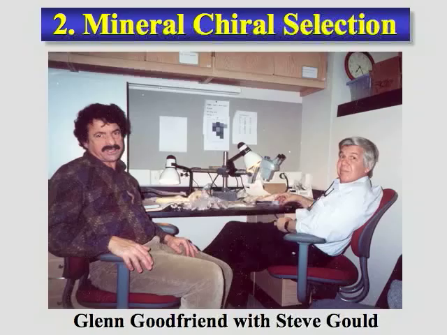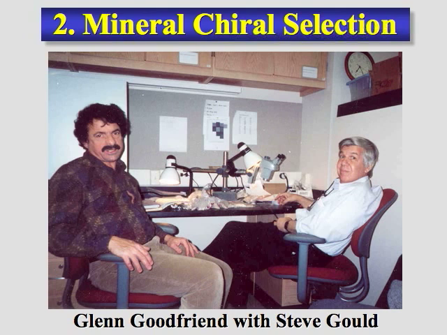Now I want to talk briefly about the experiments I've done on chiral mineral selection. And this was done with my dear friend Glenn Goodfriend. He was a lifelong collaborator with Steve Gould and many other notable people. Both Glenn and Steve died about 3 years ago. And we were in the middle of these experiments, and it was really a tragic loss for science for both these people. But Glenn in particular, he was a master at analyzing left and right-handed amino acid mixtures and getting precisions and accuracies in his measurements that no one else I've ever seen has been able to match.